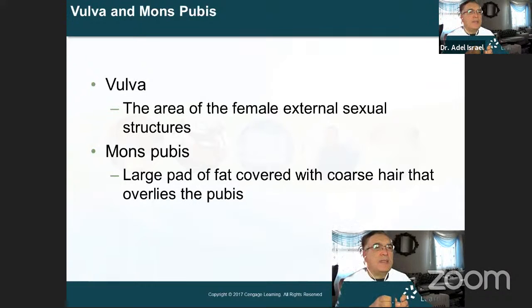The mons pubis is a bed of fat, on the surface of which hair starts to grow, and it overlies the pubis. The pubis is bone. So the pubic bone is covered from outside by this fat, and it is for protection of the internal organs like the bladder. So the mons pubis is an exam question.